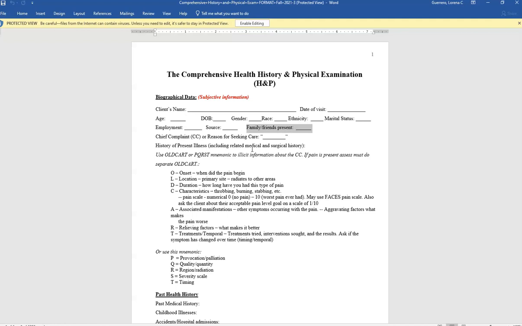And this is a good one about pain. You should know this. OLD CART for pain. You're going to see it again, I promise, again and again and again as a nurse. You're going to be doing this all the time. You could also use this other mnemonic that the book may talk about. Sometimes you'll see nurses putting PQRST. It's basically getting the exact same information in just a different format. Do I care which one you want to use? I don't care, but I want you for this test to know OLD CART.